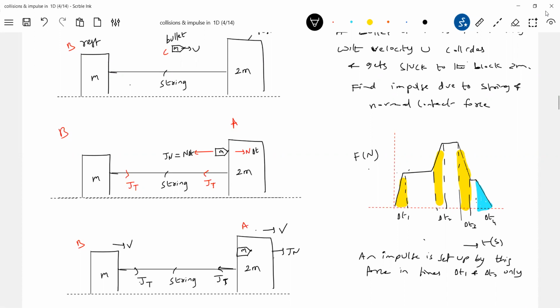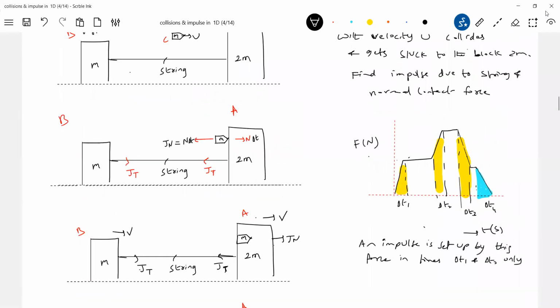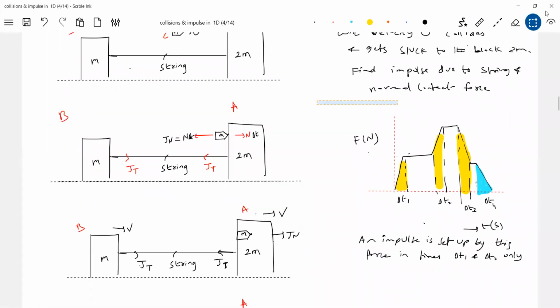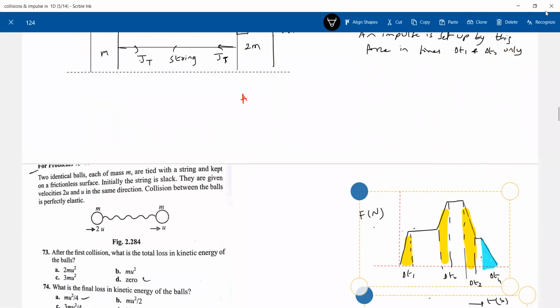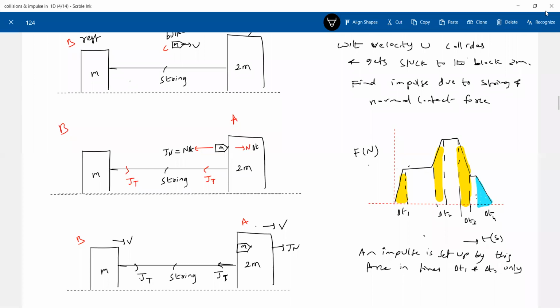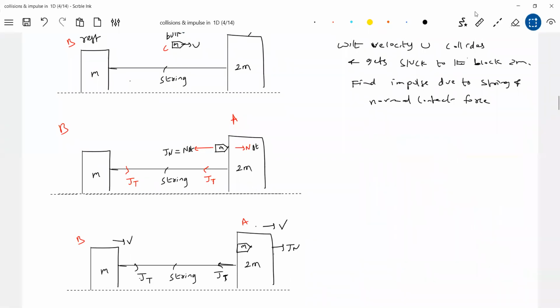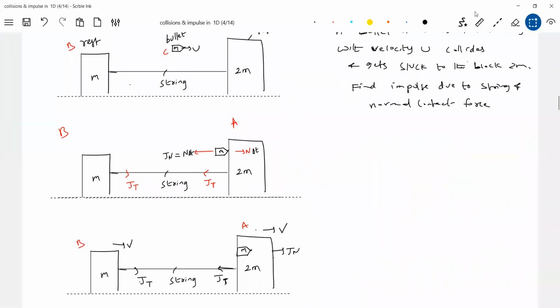Now let me look at only the bullet and write the equation. What was the initial speed of the bullet? Let's write, seeing all three diagrams. What was the initial momentum of the bullet? mu minus Jn. Look at the Jn, how it acts opposite to the velocity of the bullet. Finally, when the bullet moves with the velocity of block A, this should be equal to mv. We don't know v, so we can't predict the Jn.